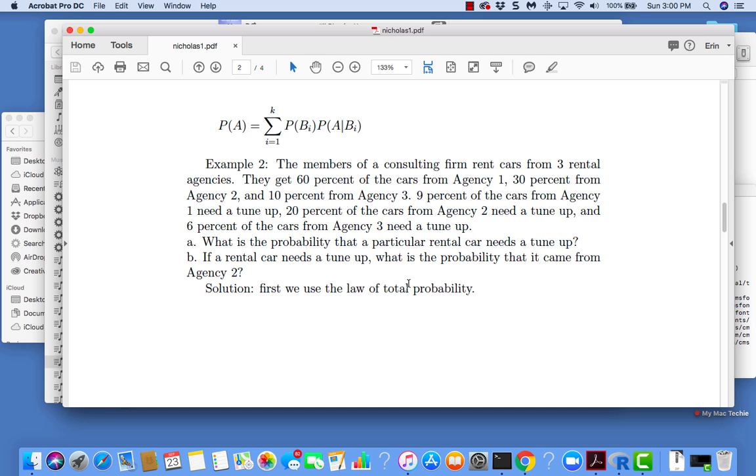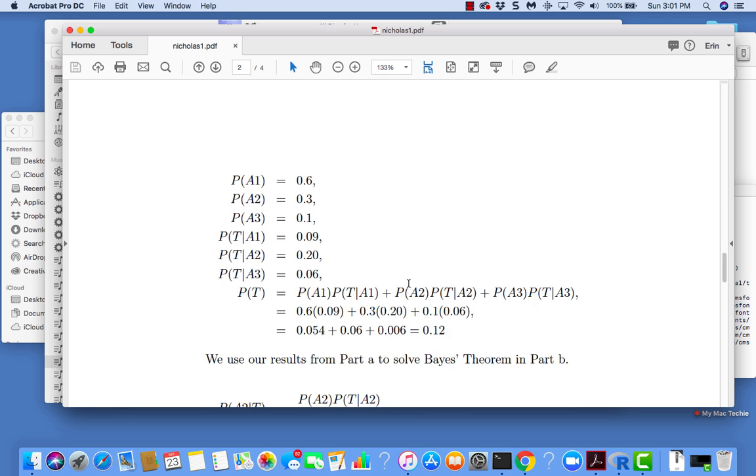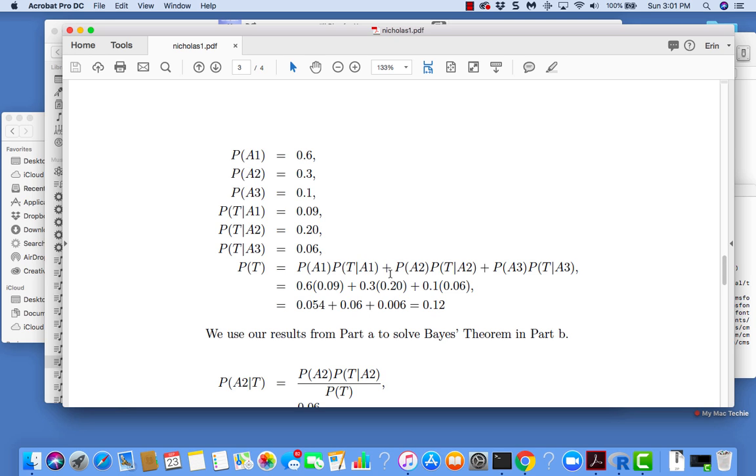What is the probability that a particular rental car needs a tune-up? And if a rental car needs a tune-up, what is the probability that it came from agency 2? So in part A, I really want the law of total probability. I want to find the probability that any particular car needs a tune-up. So let's lay out what we know just given from the story. So we have the probability of A1 is 0.6, A2 is 0.3, and A3 is 0.1. So those are our three partitions.